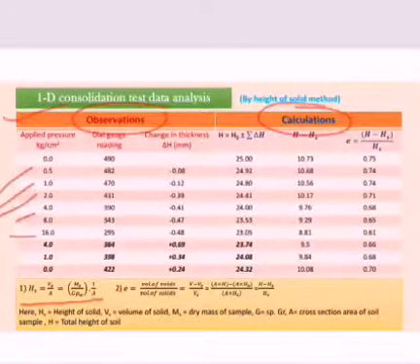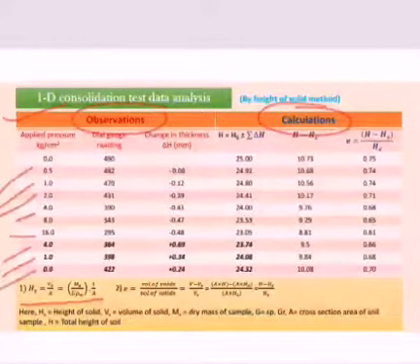This is the loading, and as I told you in the explanation of the test, after 16 there will be a reduction of the applied load by 1/4. So 1/4 of the 16 will be 4 kg per centimeter square. After that 1 kg per centimeter square, and finally that will be 0.